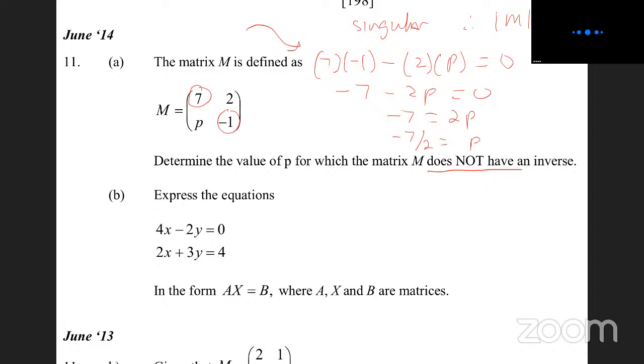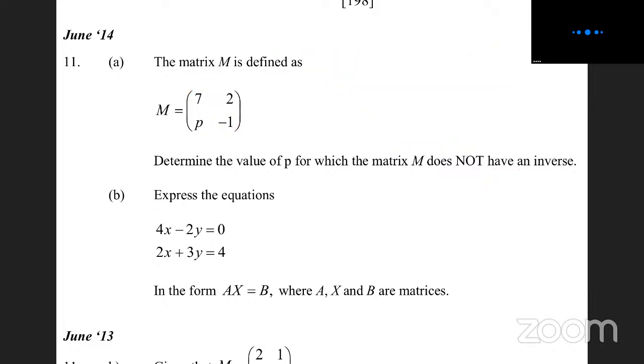All right, next part. What do we have here? We have 4x minus 2y equals 0, and 2x plus 3y is 4.